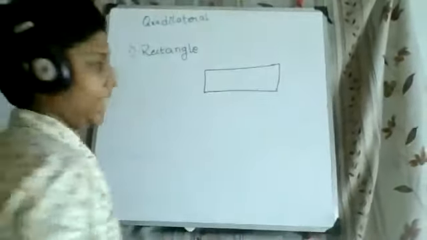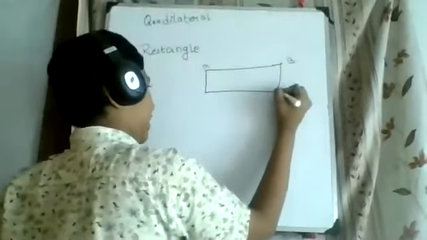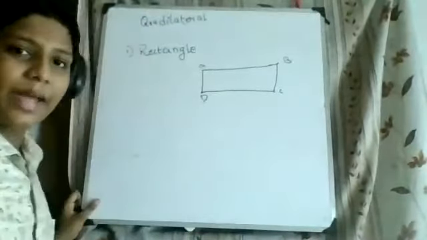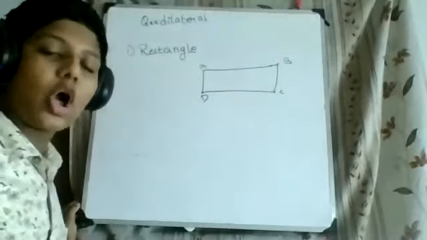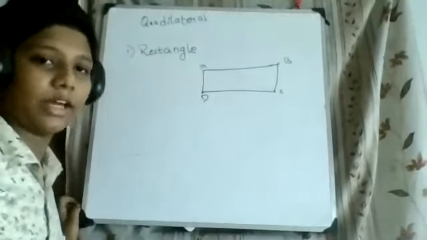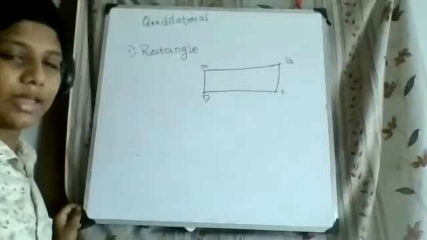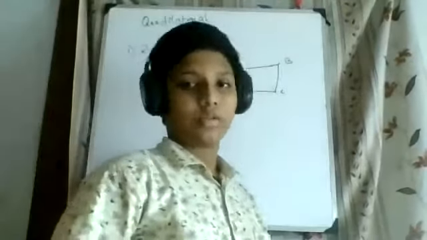A rectangle is a quadrilateral. It follows all the properties: four angles, four sides, two diagonals, all are the same for a rectangle also, because a rectangle is a quadrilateral. But we have some more properties of rectangle.